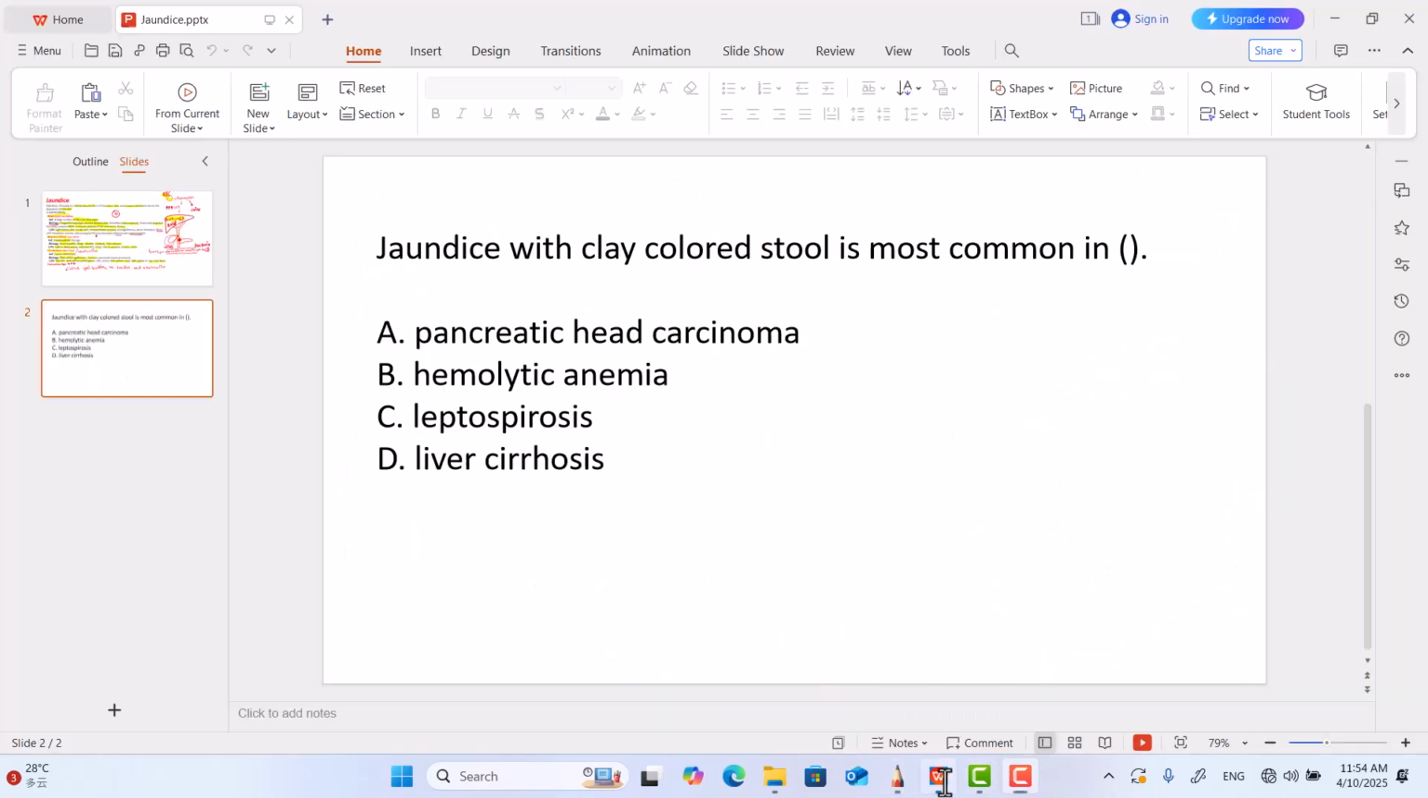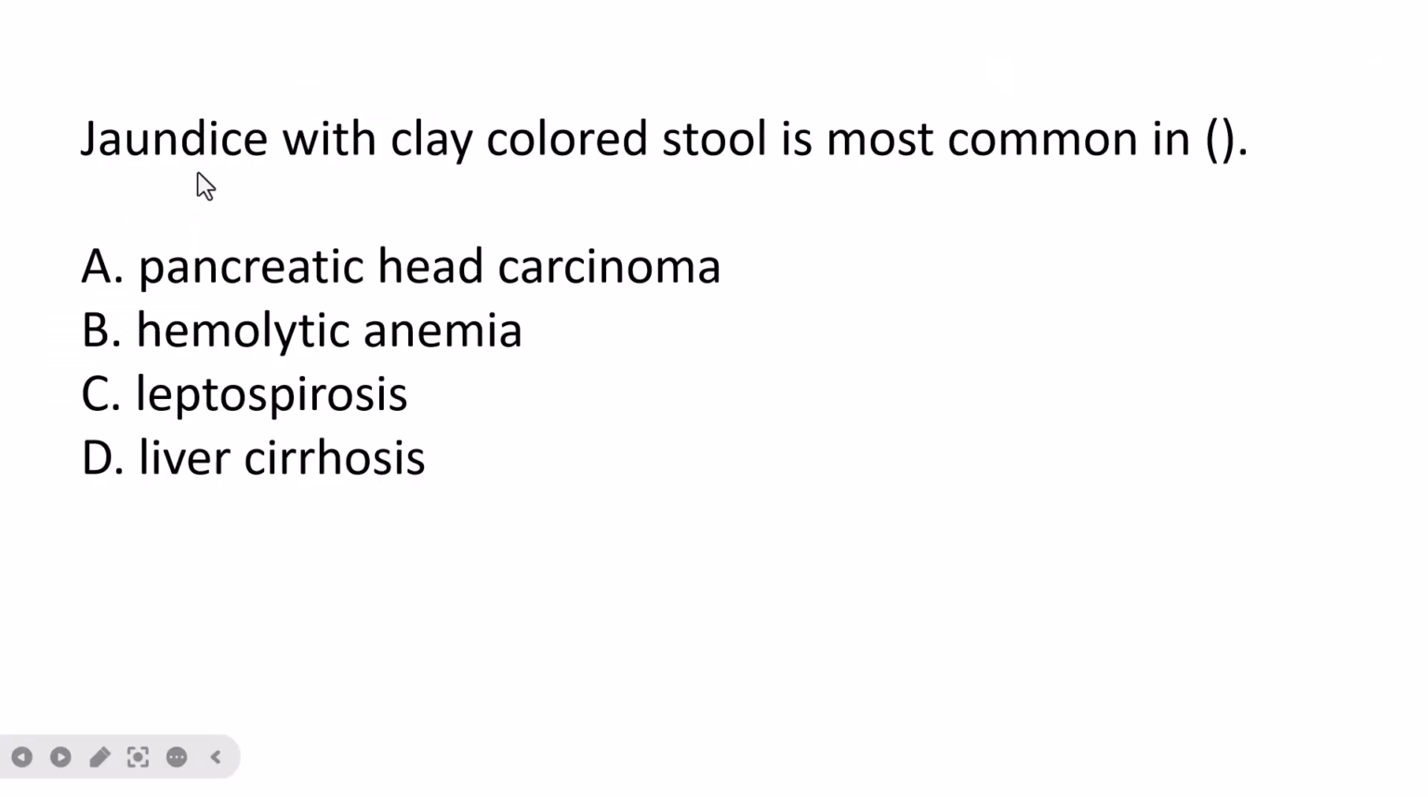I have prepared an MCQ for you. This is actually from the past papers. Jaundice with clay colored stool is most common in. Now let's break down this MCQ. He is saying clay colored stool. So we know from the laboratory findings that clay colored stool is going to be in obstructive jaundice. You can go back in the video and see about this clay colored stool with obstructive jaundice.